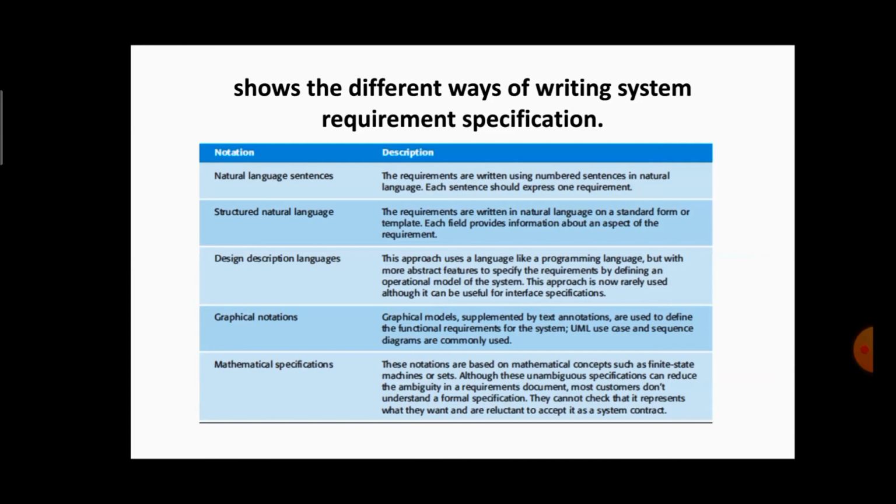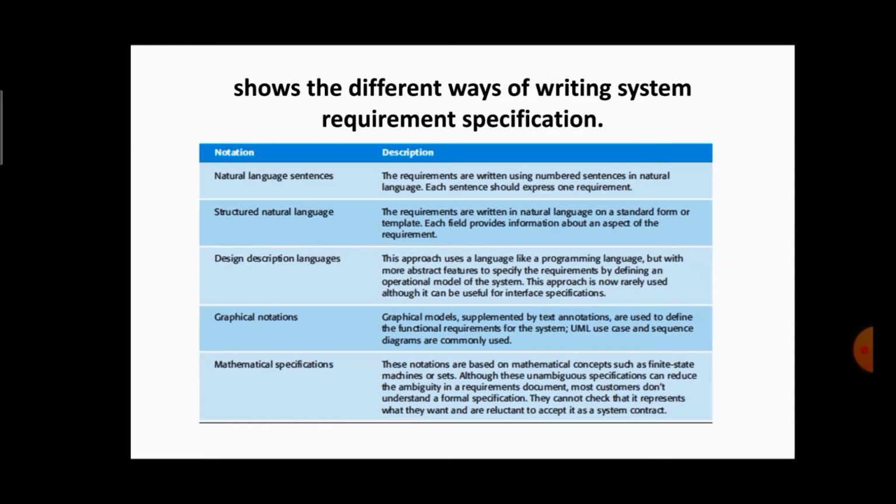And also graphical notations we can use. Graphical models. That means I can write the requirements directly in a diagrammatic format, using a system architecture, use case diagram, sequence diagram, data flow diagram, flow chart, like that. Right? Again, these graphical notations are not suited for non-technical customers. They are only suited for customers who have technical knowledge. Can you say graphical notations?